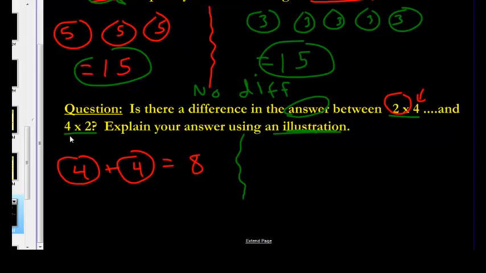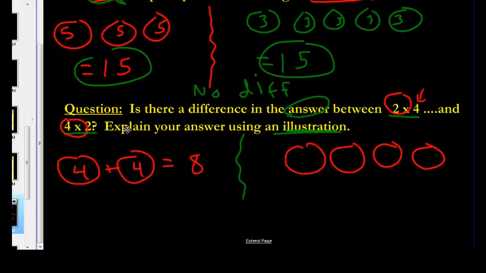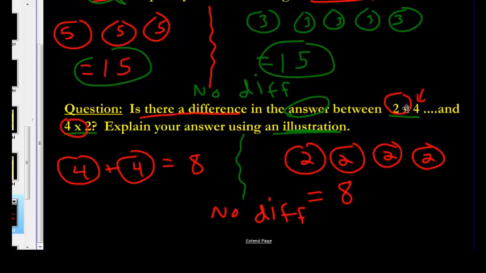4 times 2, though, slightly different question here. Now look, we have 4 groups in this next one. 4 groups, that's what it says. And I have 2 in each one. So the pictures look different. But my answer is going to be 8 again. Add them all up, you get 8. Is there a difference? There is no difference. And that's the general rule. If you flip the numbers around, it makes no difference in the answer.